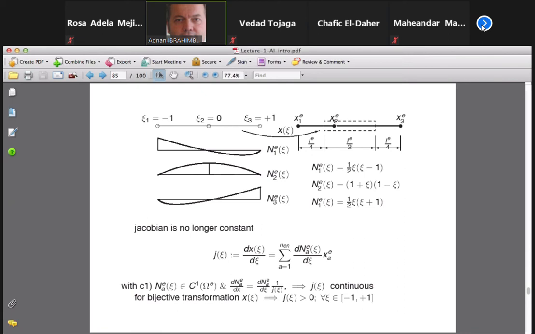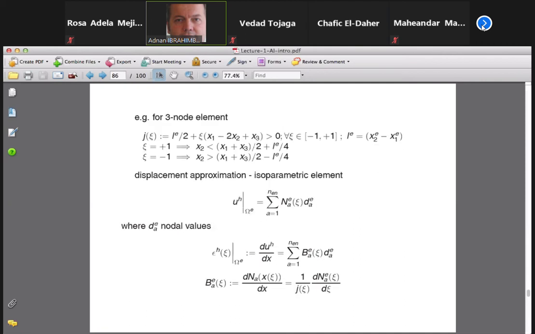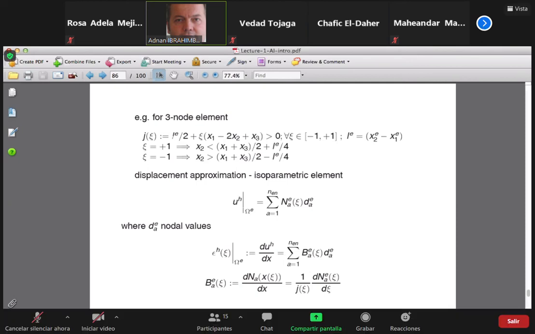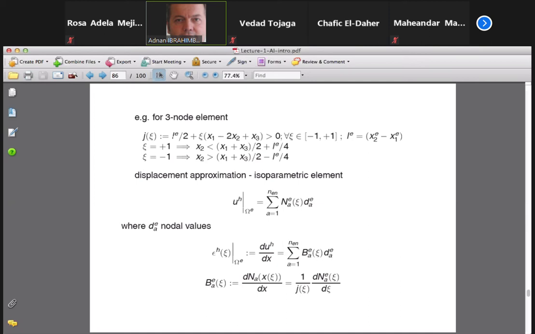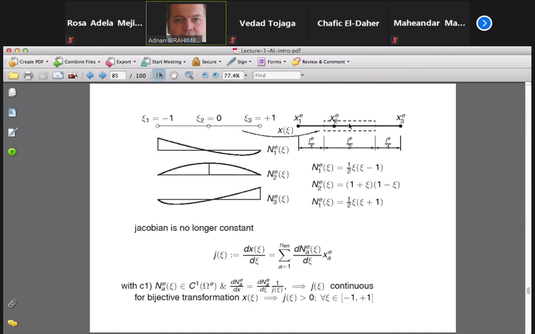If you move this element, if you move this node in the center, in the physical domain, if x2 is precisely x1 plus x3 divided by 2, what's going to happen? This will cancel, and Jacobian will be again constant. So we will have a perfect quadratic interpolation, not only in x, but also in psi. But if you move this node to any other location, you will start getting a way how you measure the distance in a physical space as opposed to natural coordinate space in a different manner, which will be described as a linear function of psi.